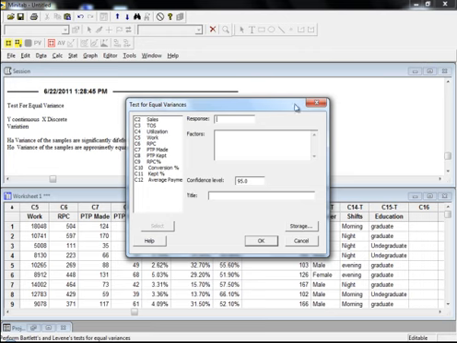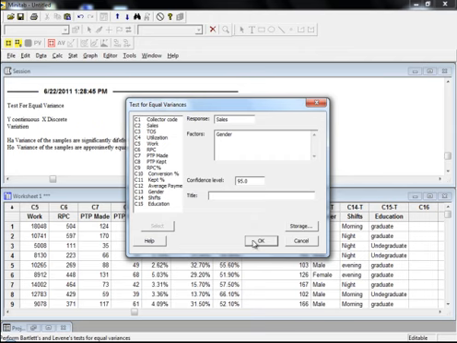You see here Response. Response always means your Y, your project Y, your problem Y. My problem is sales. I want to improve my sales. I'm concerned with the variation present in my sales. And I'm taking the factor as gender. Factor, my X, is gender.